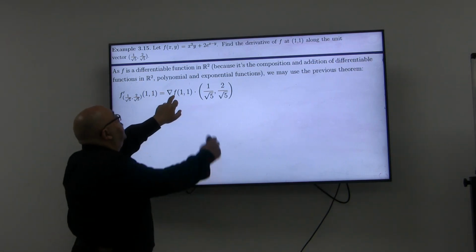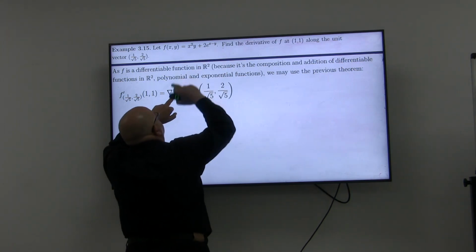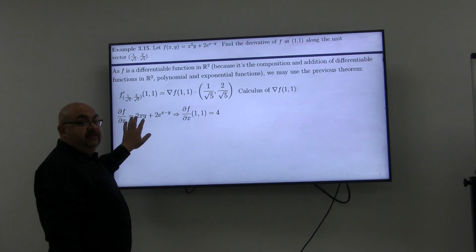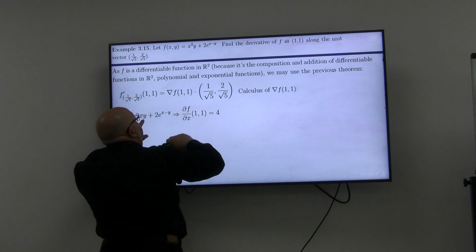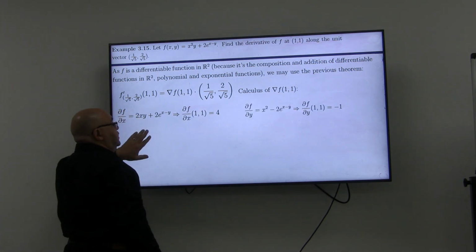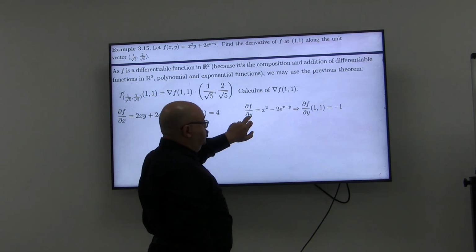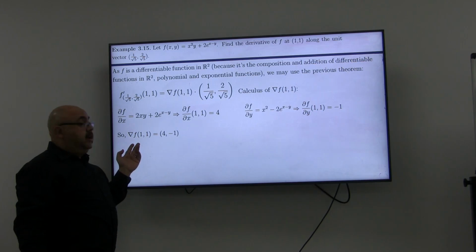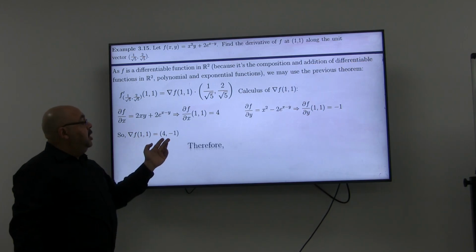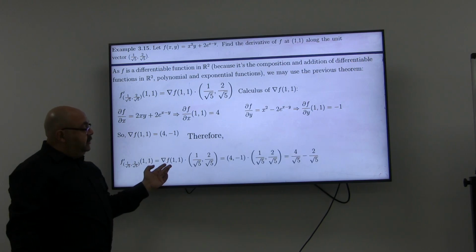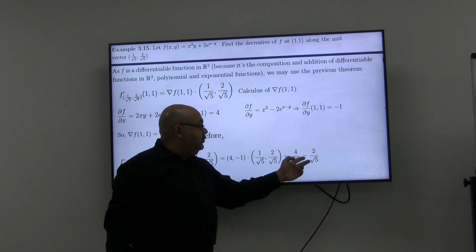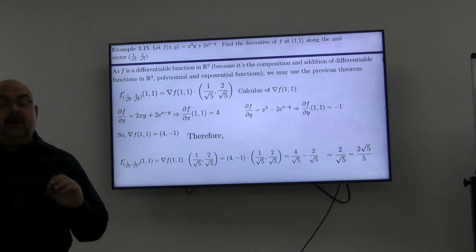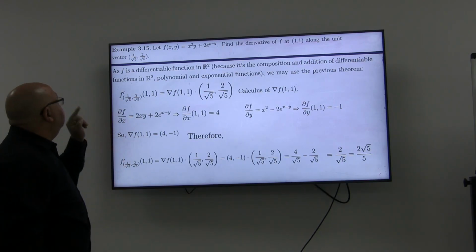The gradient vector means I will differentiate with respect to x, differentiate with respect to y, then substitute by (1, 1), which is really very simple. That's the first derivative with respect to x for this function, and now I will substitute by (1, 1). That's the first derivative of f with respect to y at (1, 1), which is going to be negative 1. That's the gradient vector at (1, 1), which is going to be (4, -1). Multiplying them together, I will have 4 over root 5 minus 2 over root 5. That's the value of our directional derivative for this function at the indicated point and along the vector.